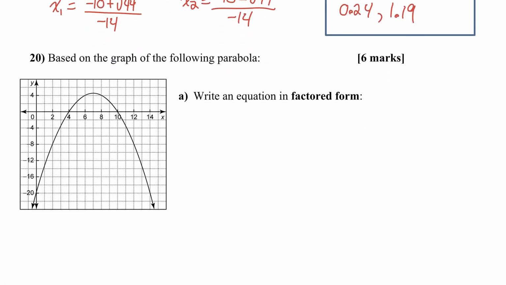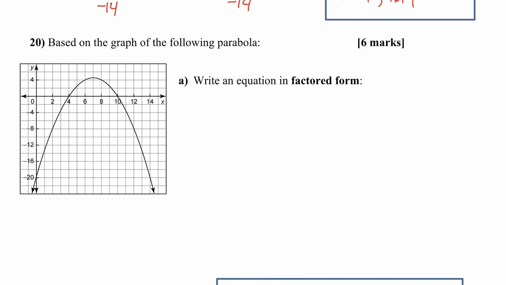Question 20 says, based on the graph of this parabola, write the equation in factored form. Well, the factored form equation of a parabola looks like this. y equals a times x minus m times x minus n, where m and n are the x-intercepts. So I see my x-intercepts are at 4 and 10, so those are my m and my n values. I also need some other point that is on this parabola. I see this point right here looks like the point (2, -8). I'll call that my xy point.